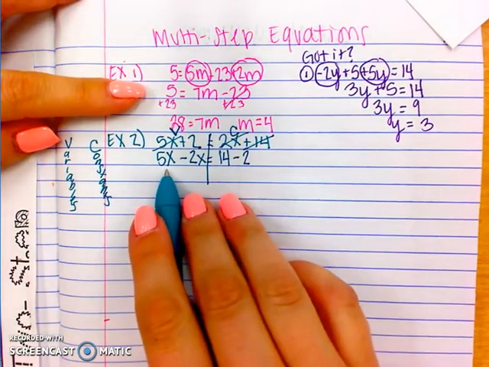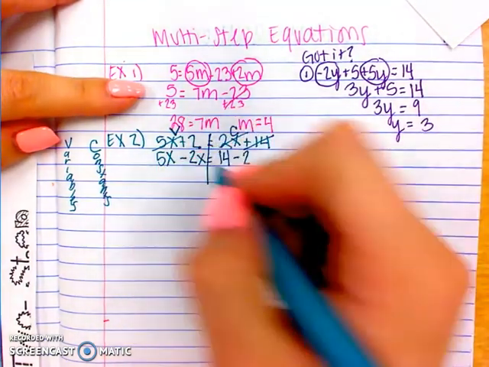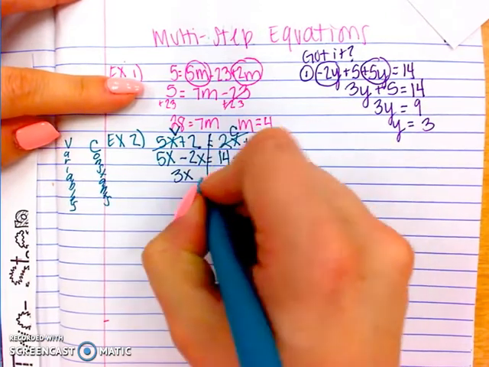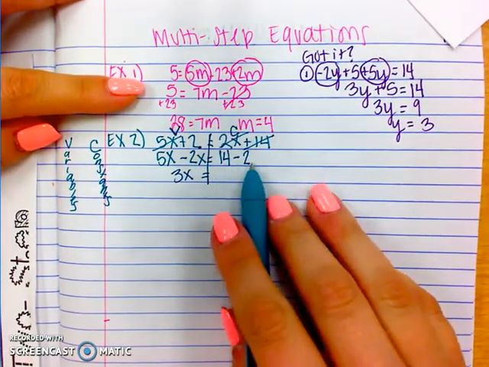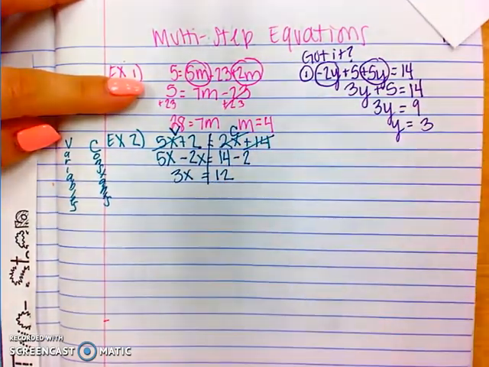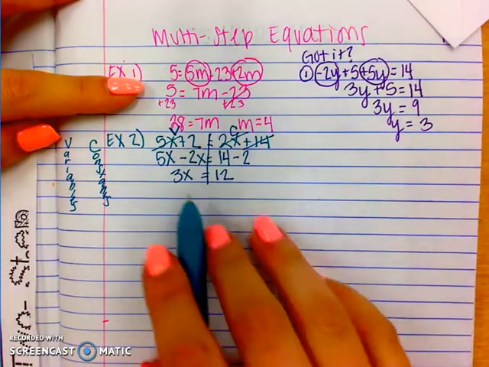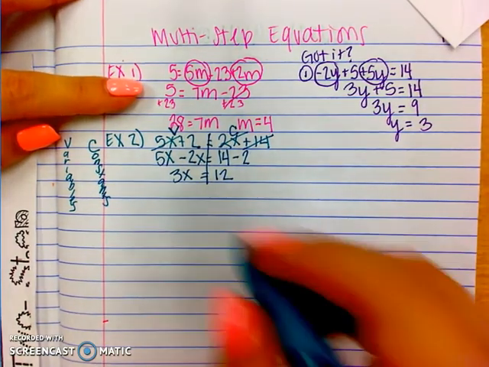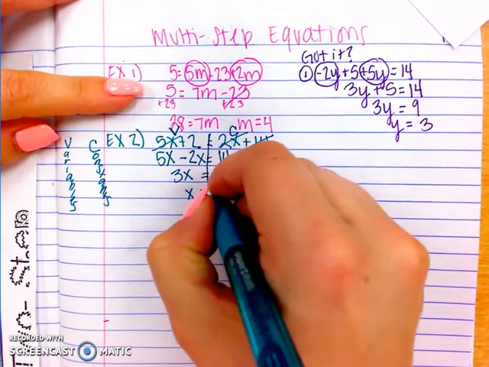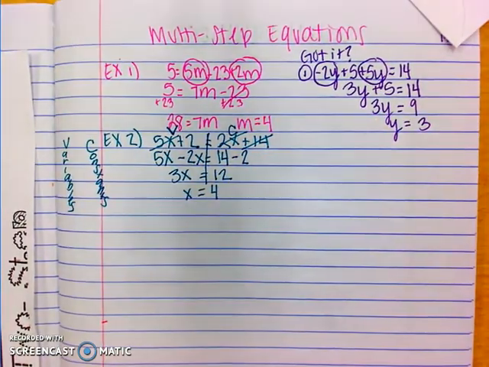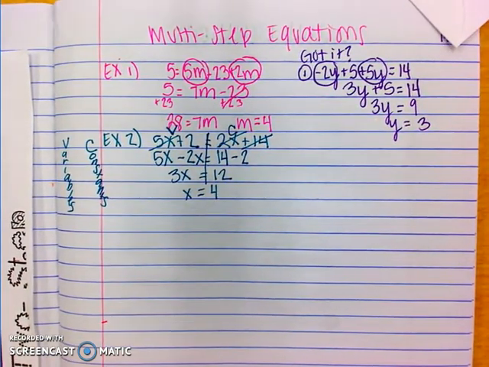So then just combine like terms. 5x minus 2x is 3x. And 14 minus 2 is 12. And now I have a one-step problem. Divide both sides by 3. X is 4. All right, now let's see if you got it.